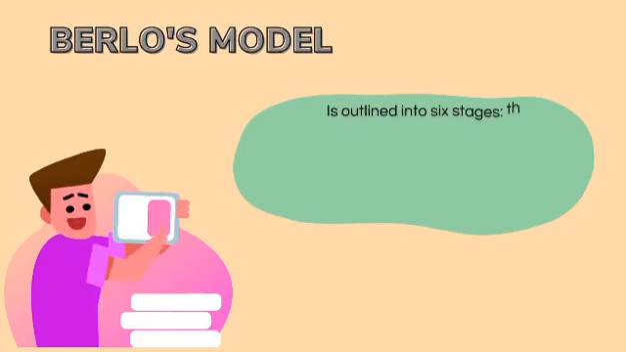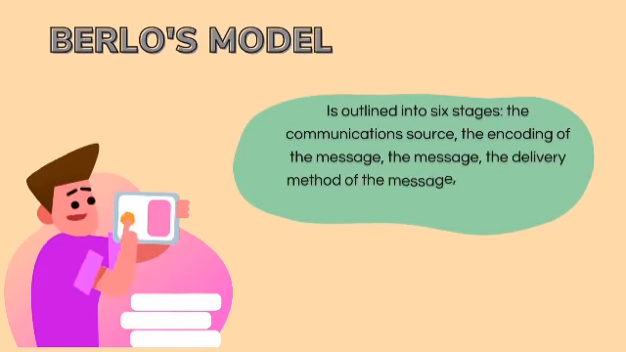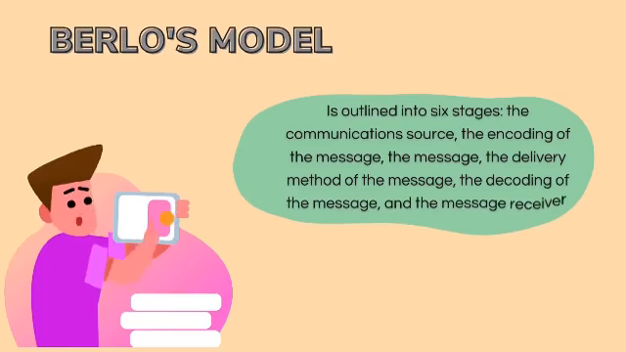Berlo's model of communication is outlined into 6 stages: the communication source, the encoding of the message, the delivery method of the message, the decoding of the message, and the message receiver.